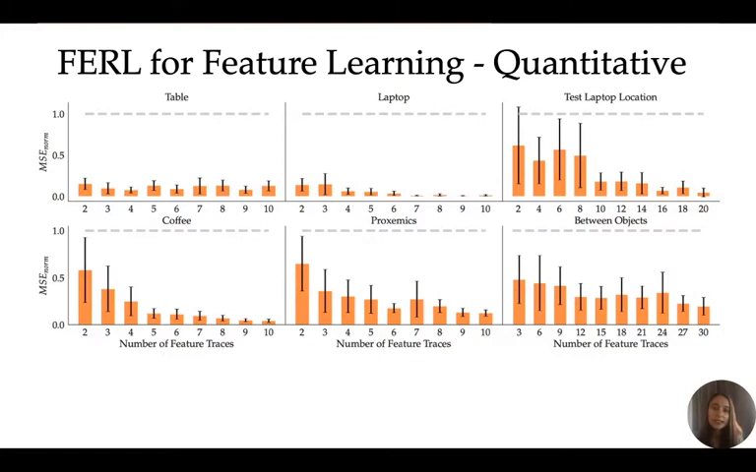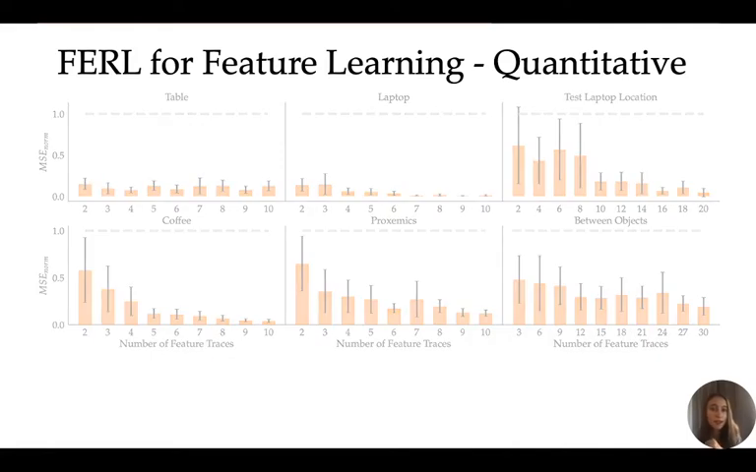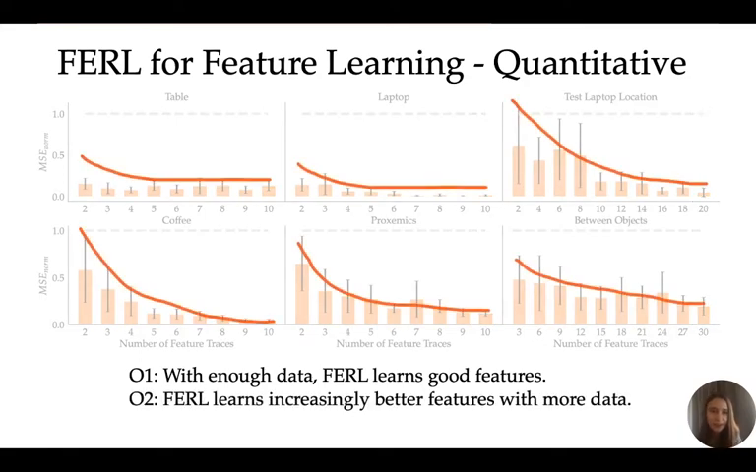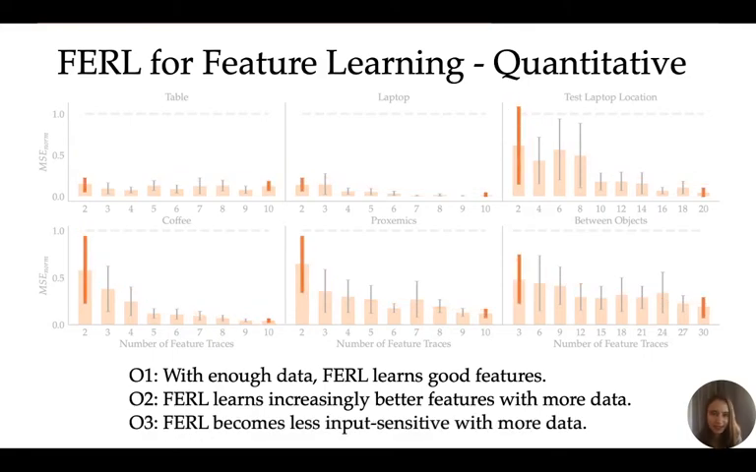Quantitatively, we took the mean squared error between the ground truth and the learned feature values, and we plot that with a varying number of traces in orange. The standard error bar is across 10 different subsets of feature traces, and the gray line represents the mean squared error for random feature values. We observed that with enough data, FERL learns features much better than random, and with more data, it both learns increasingly better features and becomes less input sensitive, as seen by the overall decreasing standard error.